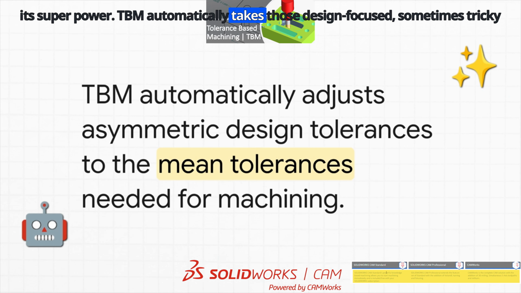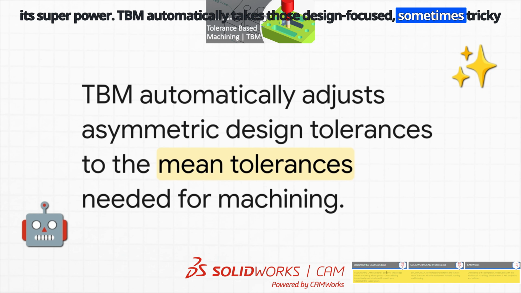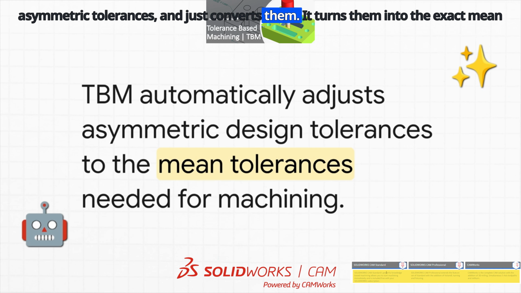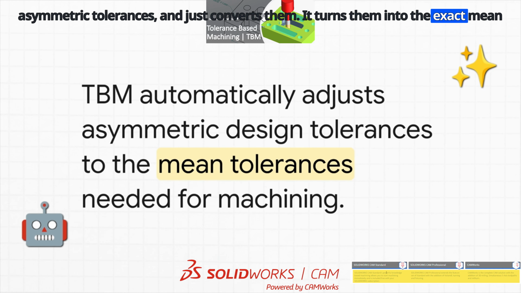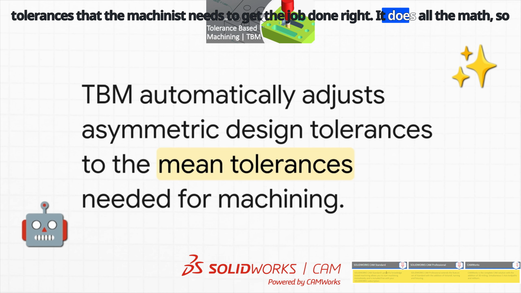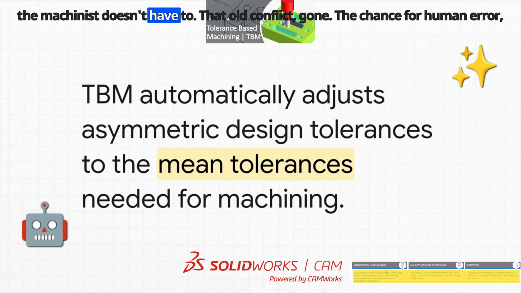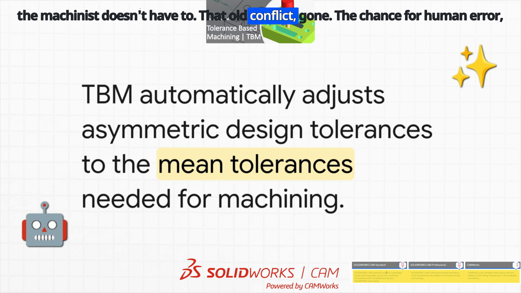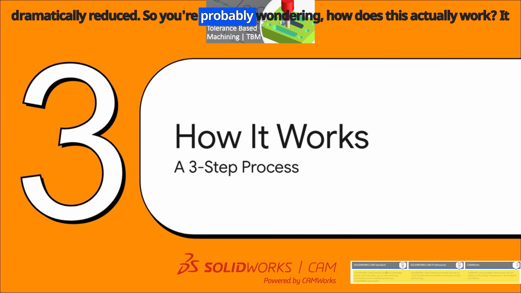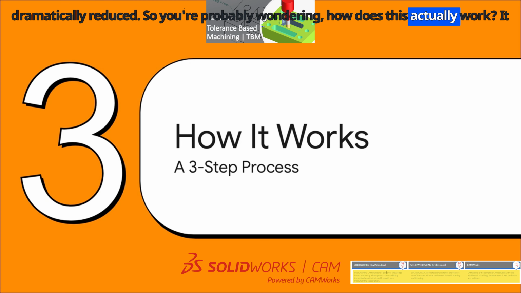And this part right here, this is its superpower. TBM automatically takes those design-focused, sometimes tricky, asymmetric tolerances and just converts them. It turns them into the exact mean tolerances that the machinist needs to get the job done right. It does all the math, so the machinist doesn't have to. That old conflict? Gone. The chance for human error? Dramatically reduced.